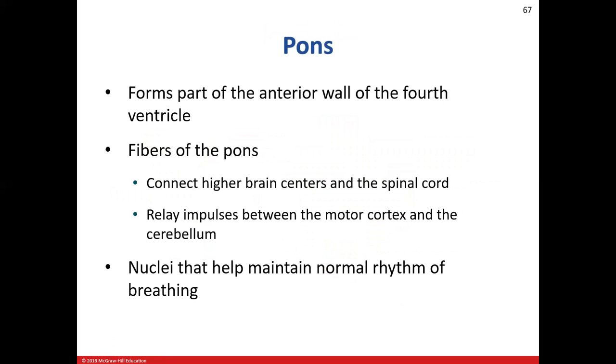So the next part of the brainstem is the pons. Now the pons is going to form the anterior wall of the fourth ventricle. And the fibers of the pons are going to help to connect the brain centers of the upper levels and the spinal cord. It's also going to help relay impulses between the motor cortex and the cerebellum. And we'll talk more about the cerebellum later, but the cerebellum is often involved in creating a blueprint for movements. The nuclei that are going to help maintain the normal rhythm of breathing are also going to be located within our pontine tissue.